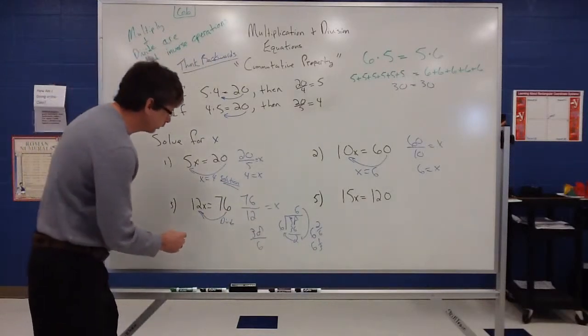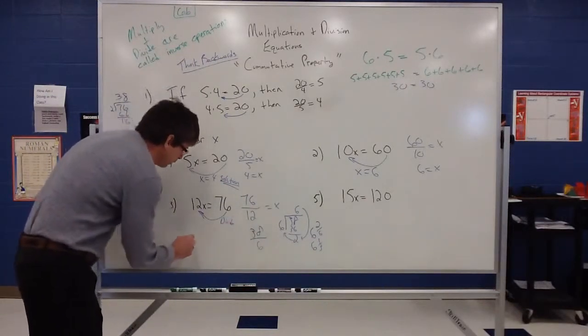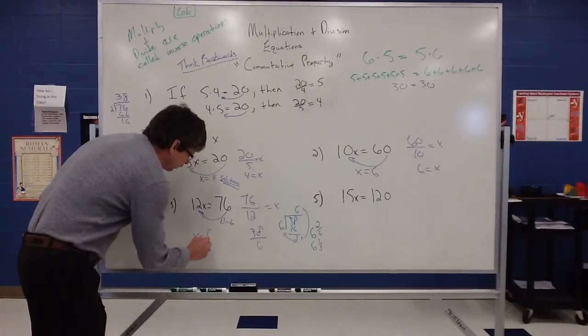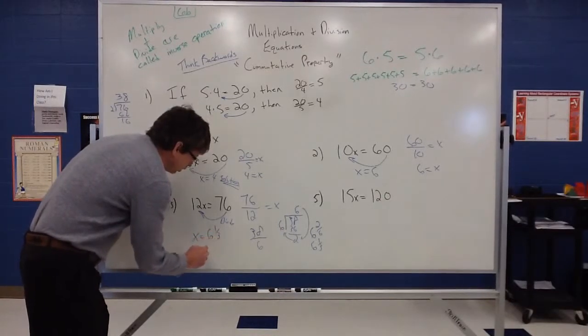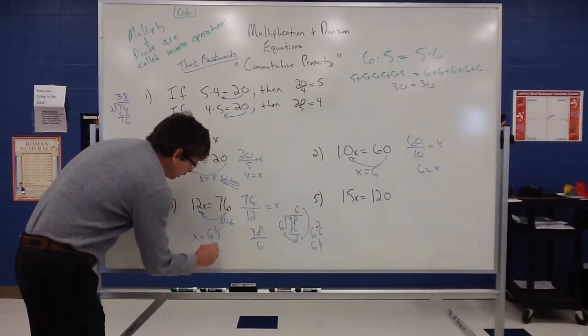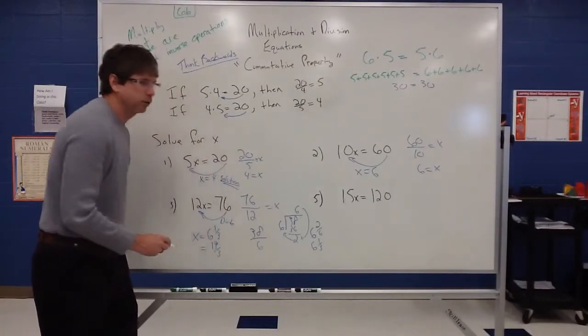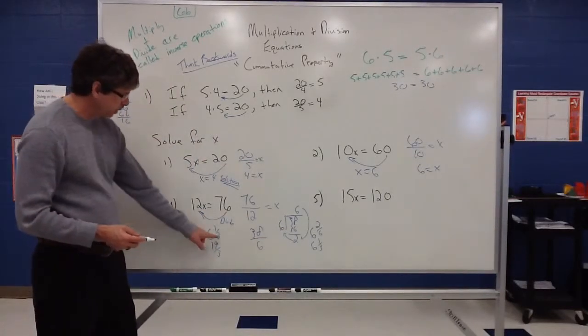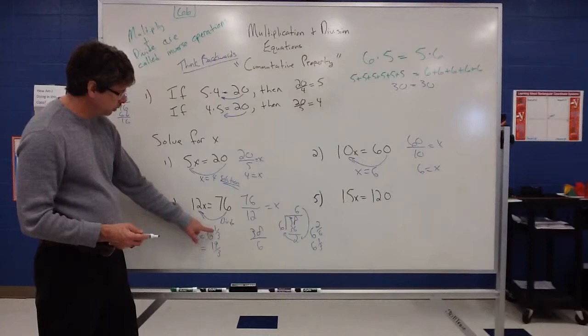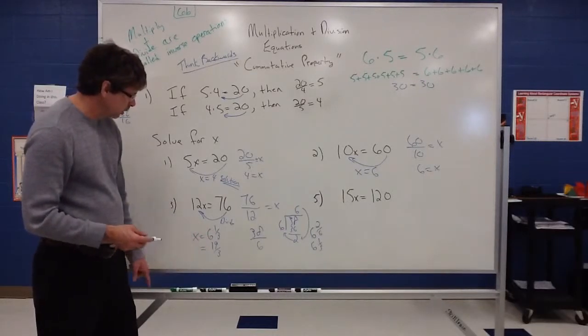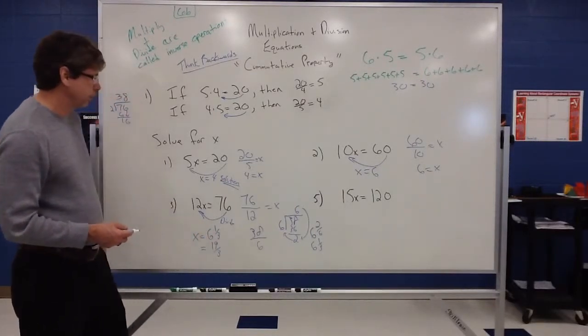So no wonder I couldn't see the answer to this problem, because it was what we call a mixed number. x equals 6 and 1/3. You also could write that as 19/3 if you wanted to, because we do like improper fractions. So 3 times 6 is 18 plus the 1. That gives me my 19/3. So either one of those would be acceptable answers.